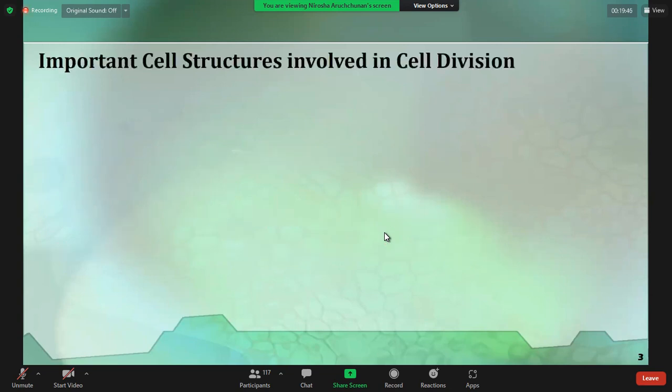So what do you think is the important structure involved in cell division? Any idea from the cell organelles? We have studied the cell structure and the cell organelles, and for each one we discussed where it helps and what function it does. So from that, do you have any idea of the most important cell structure involved in cell division? Without this structure, the cell division can't complete. Do you think of any other cell structure?